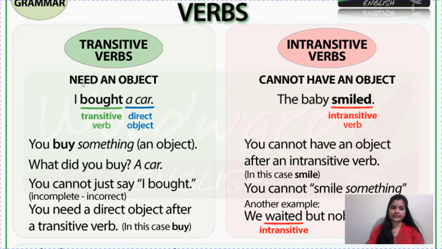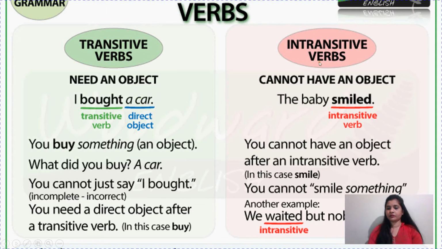So it needs an object to make it a complete sentence. So we have to write I bought a car, I bought a book, I bought a pen. When we need an object to make it a complete sentence, that is a transitive verb.